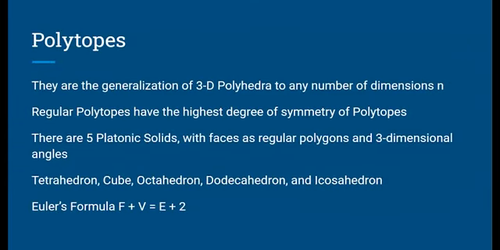Polytopes are the generalization of 3D polyhedra to any number of dimensions n. Regular polytopes have the highest degree of symmetry of polytopes. There are 5 platonic solids with faces as regular polygons and 3-dimensional angles: the tetrahedron, the cube, octahedron, dodecahedron, and icosahedron.